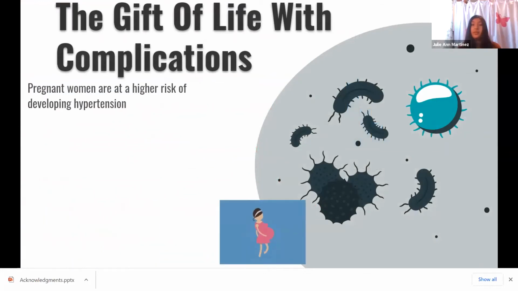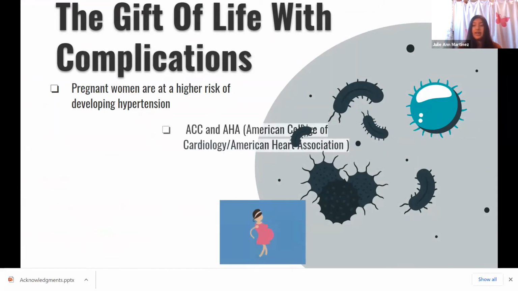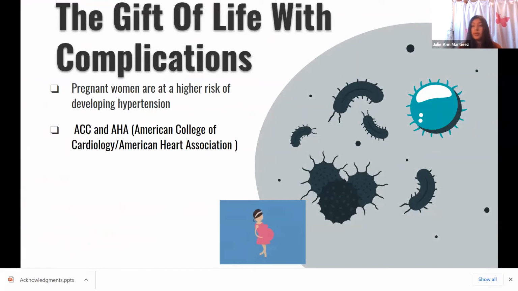The gift of life with complications. Here, they observed pregnant women who were at high risk of developing hypertension. These pregnant women were observed throughout their pregnancy through frequent visits to the doctor. The doctor monitored their blood pressure through certain guidelines. These guidelines were ACC and AHA. They stand for American College of Cardiology and American Heart Association.